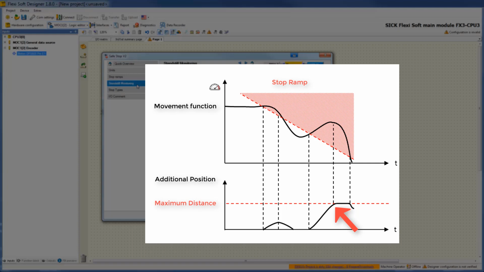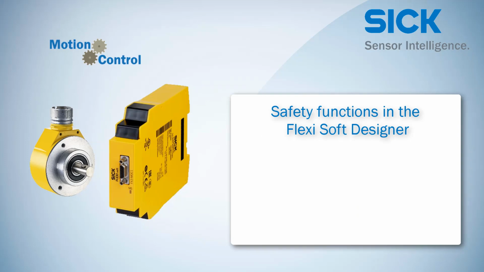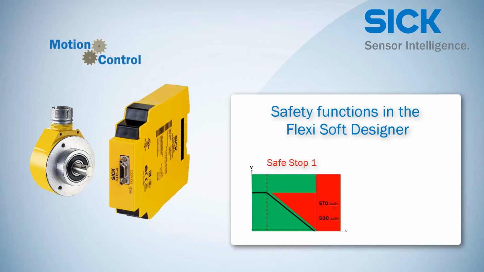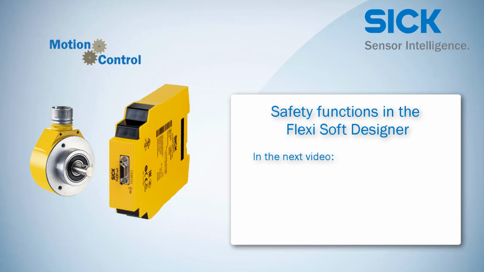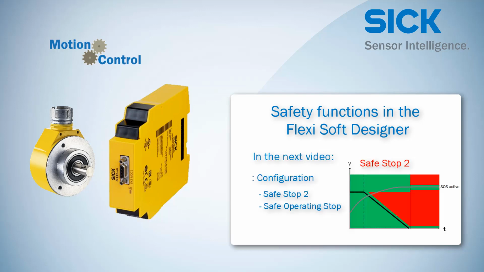was detected. That's it so far for the first tutorial. You learned how to configure the safety functions SafeStop1, Safe Torque Off and Safe Brake Control in the Flexi Soft Designer. In the next episode, we're going to take a look at the configuration of the safety functions SafeStop2 and Safe Operating Stop.